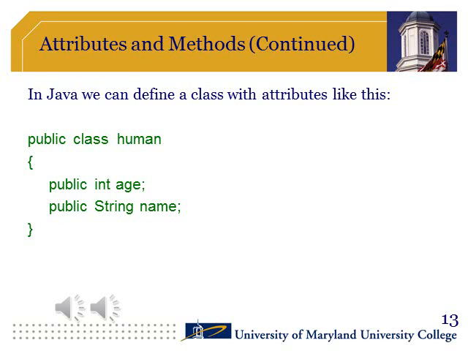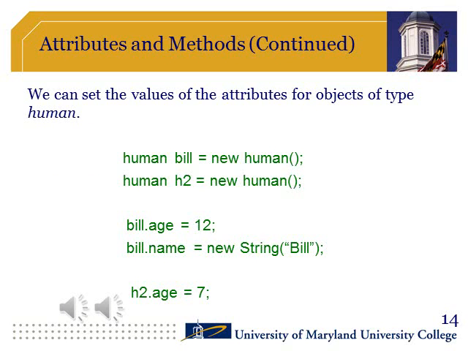In Java we can define a class with attributes like this: public class Human, public int age, public String name. Here we create a class called Human. Every human has an age which is an integer and a name which is a string. We can set the values of the attributes for objects of type Human. Human Bill = new Human, Human h2 = new Human, Bill.age = 12, Bill.name = new String, h2.age = 7.